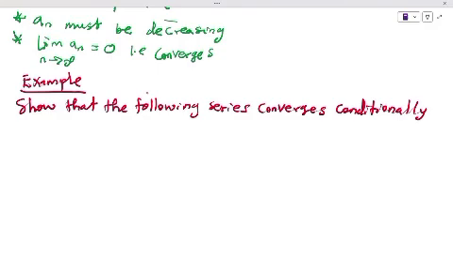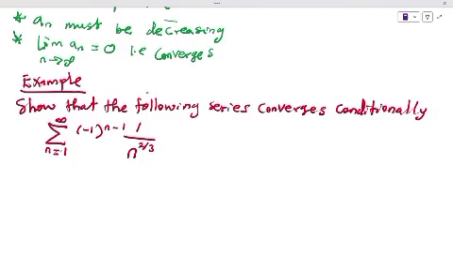And what is the series? Let me write the series here. It's an infinite series, as n equals 1 to infinity, of (-1)^(n-1) times 1 over n to the power of 2 over 3. Is that okay? Cool. Now we have this written down.